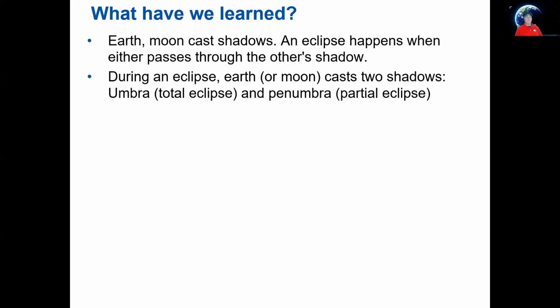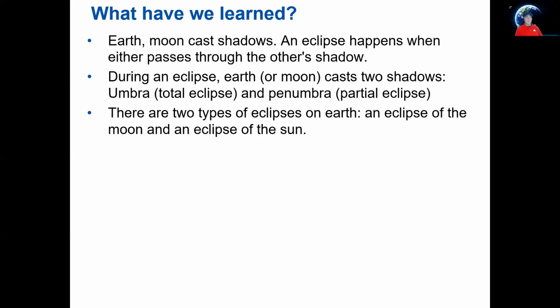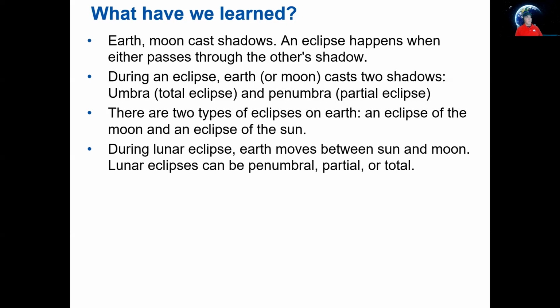In summary, we learned that eclipses happen when the Earth and the Moon cast a shadow on each other. There are two types of shadows: the umbra, where an eclipse is total, and the penumbra, where the eclipse is partial. There are two types of eclipses on Earth: an eclipse of the moon and an eclipse of the sun. During a lunar eclipse, Earth moves between the sun and the moon and casts its shadow over the moon. Lunar eclipses can be penumbral, partial, or total.